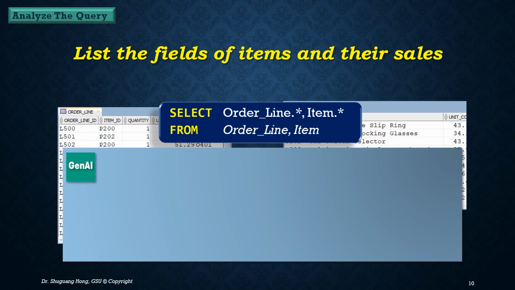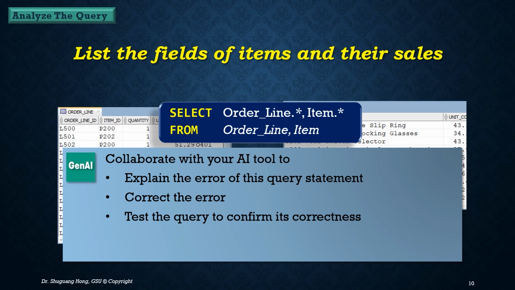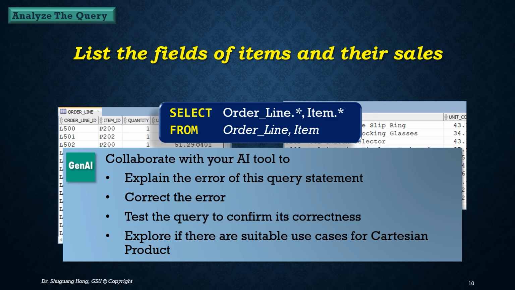To deepen your understanding, collaborate with your AI tool to 1. Explain the error in this query statement. 2. Correct the error by explicitly specifying a join condition. 3. Test the corrected query and confirm it produces the intended result. 4. Explore use cases where a Cartesian product might actually be useful.